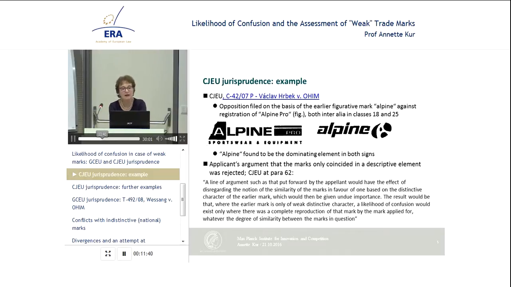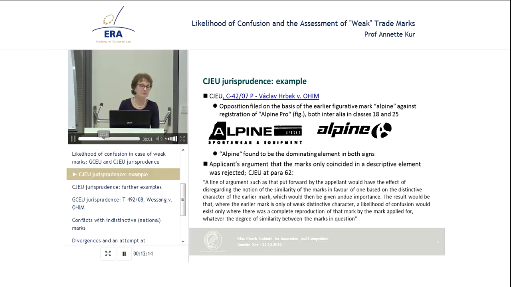This was the argument made by the applicant. The applicant said, well, look, these marks are quite different when it comes to the figurative elements. We also have this different element of Pro, so there are sufficient elements to distinguish them. Of course, there are similarities, but these similarities rest primarily in the word Alpine, and that word is descriptive, or is at least near descriptive.